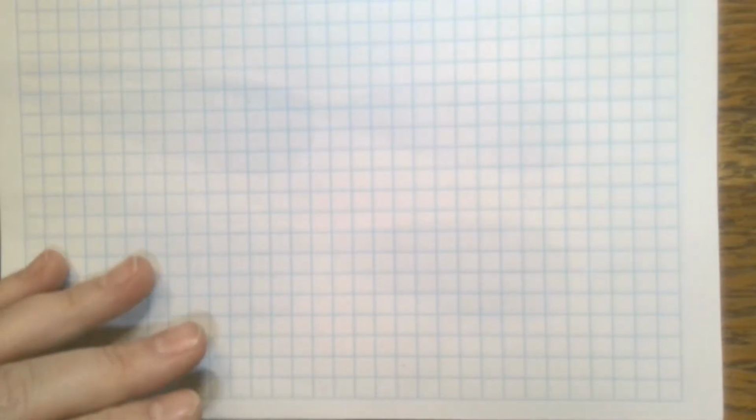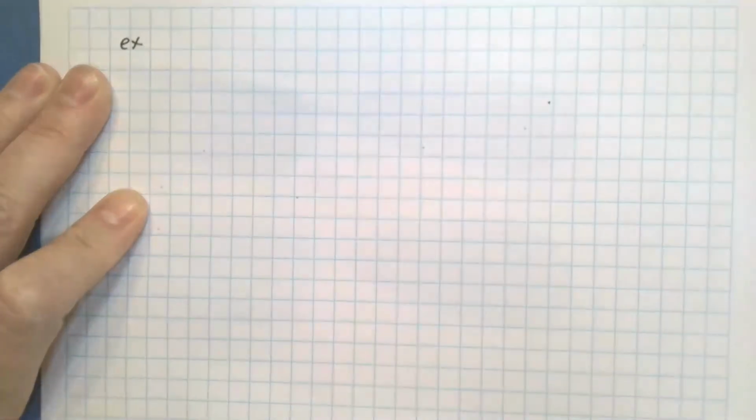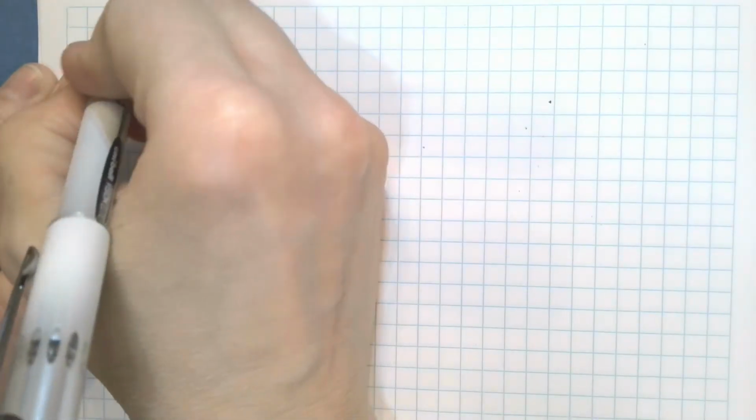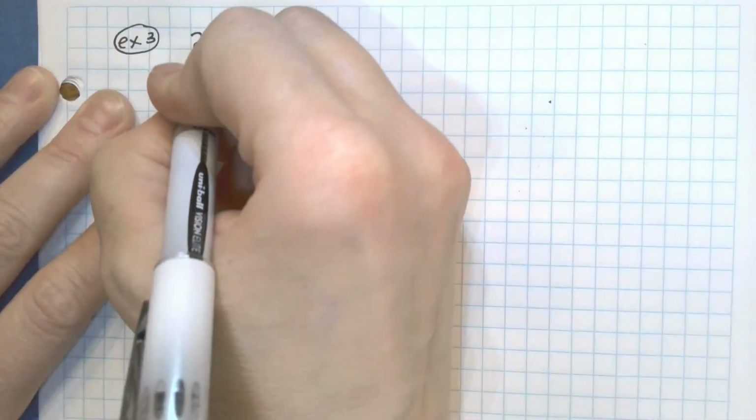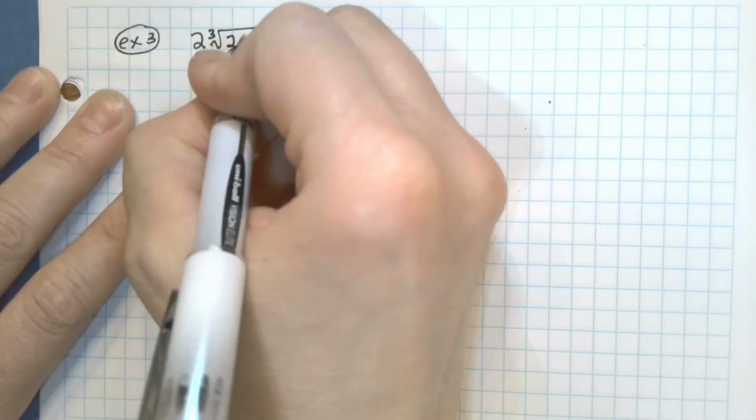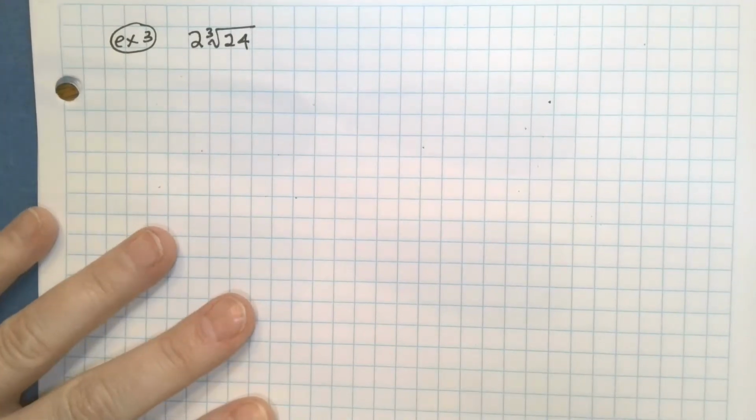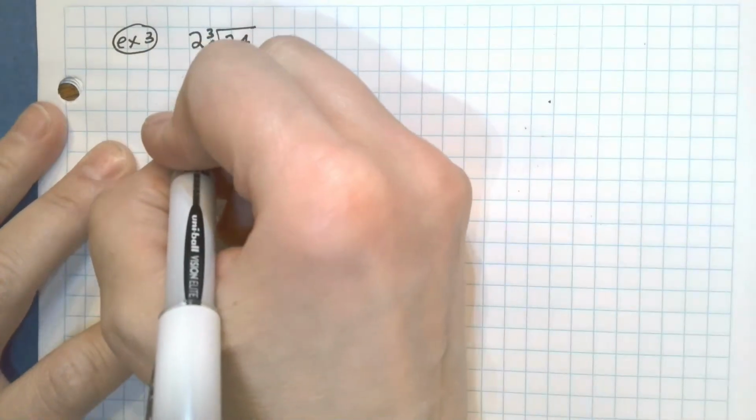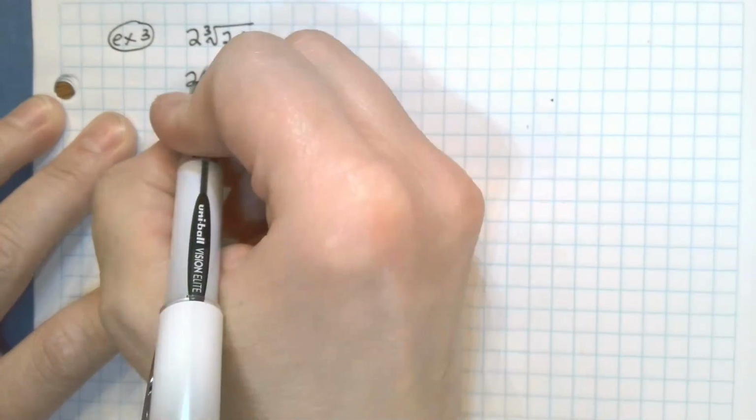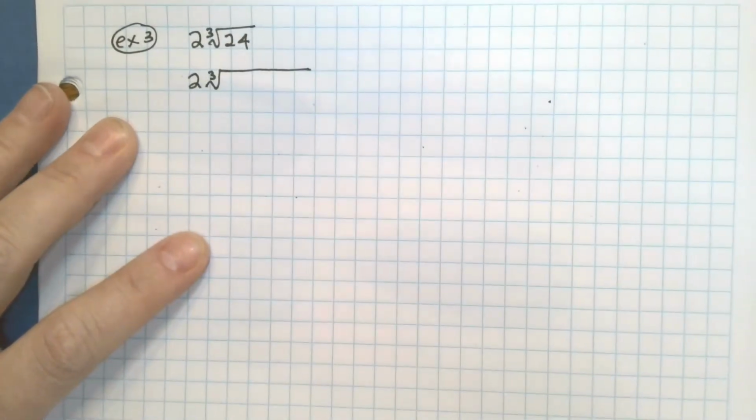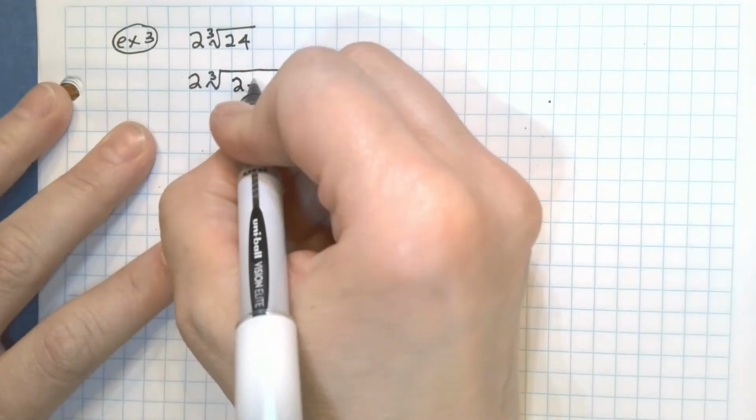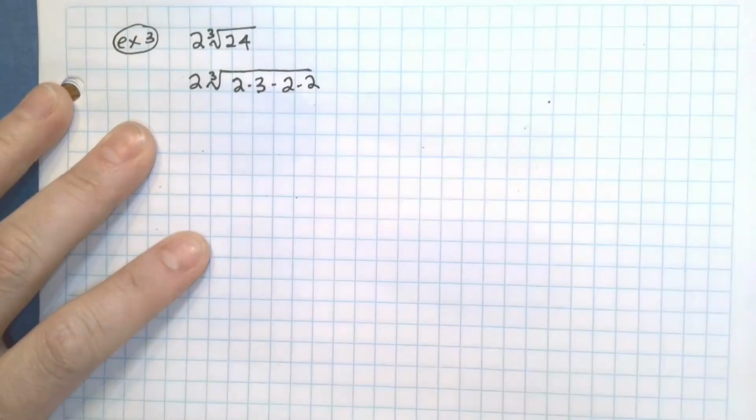All right, so let's do another example. This time we're going to do a cube root so that you're familiar with it. Example 3. We're going to do 2 times the cube root of 24. So the beginning of the problem is the same. You're going to prime factor the radicand. 24 is 6 times 4. So 2 times 3 for the 6, 2 times 2 for the 4.